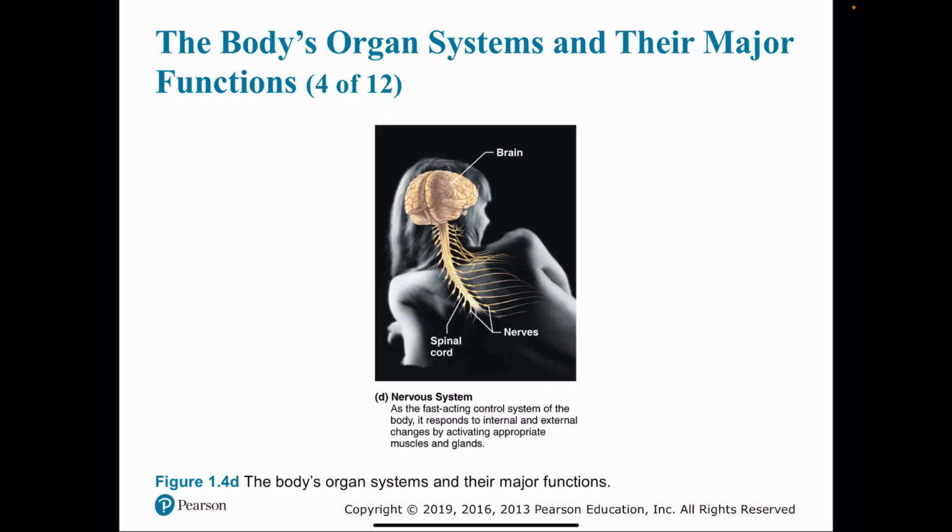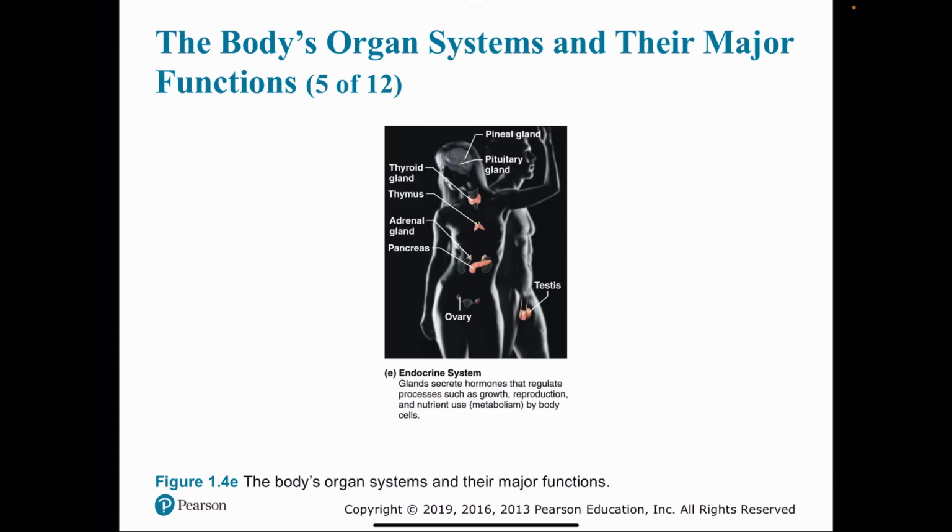The nervous system consisting of the brain, the spinal cord, and all the various nerves that we find throughout the body. The nervous system is the fast-acting control system of the body, responding to both internal and external changes by activating appropriate muscles and glands, essentially detecting all these different stimuli and then appropriately responding to them.